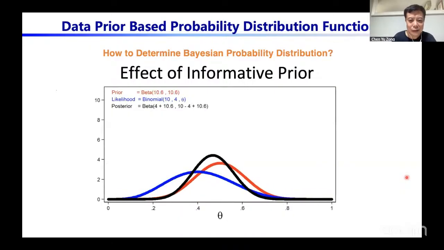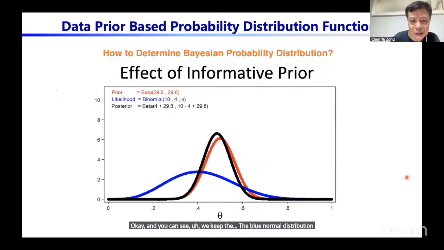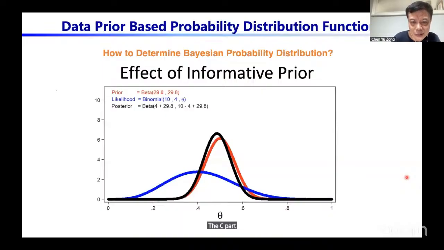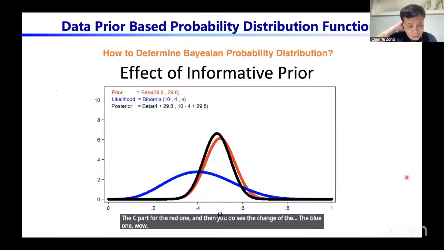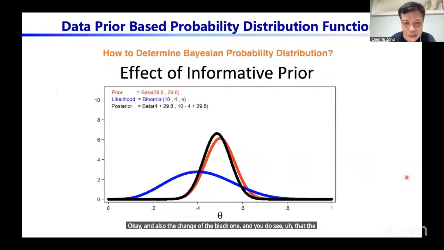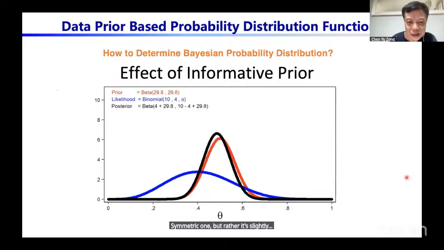Okay, and you can see we keep the blue normal distribution fixed, and then we increase the height, the shape of the red one, and then you do see the change of the blue one. Okay, and then also the change of the black one, and you do see that the black one is actually no longer a perfect symmetric one, but rather it's a slightly asymmetrical one.